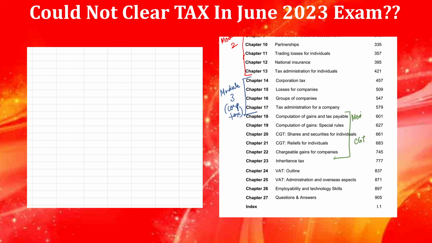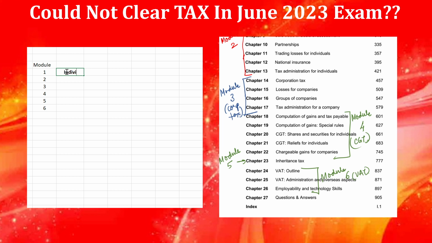This should be your module 4, right? And then comes inheritance tax, which is your module 5. Let VAT be your module 6. So we have 6 modules here now. Let's make an Excel sheet also for them. Six modules.